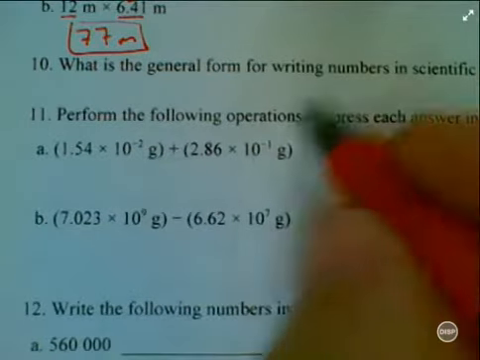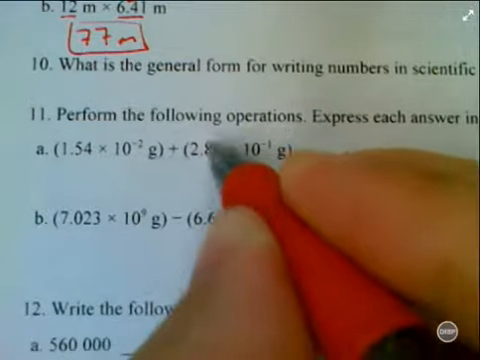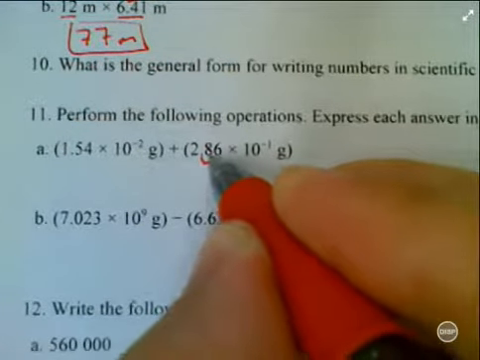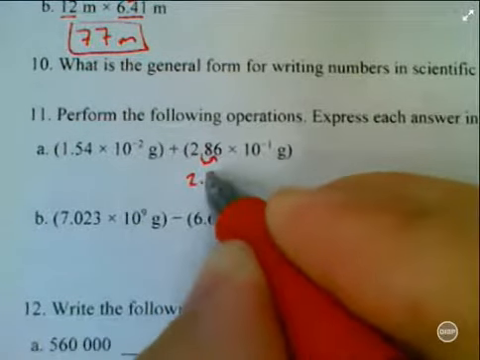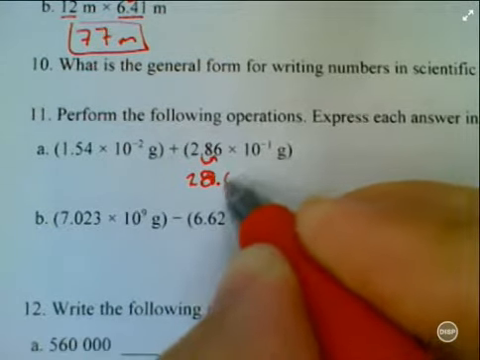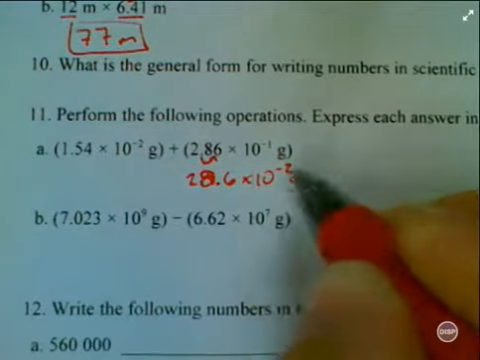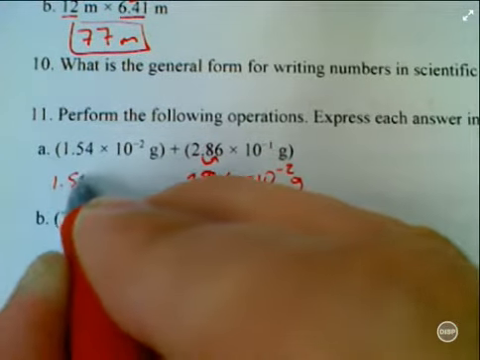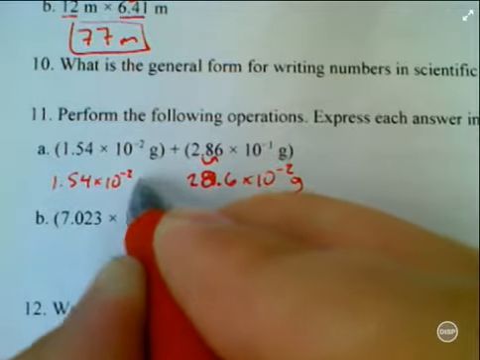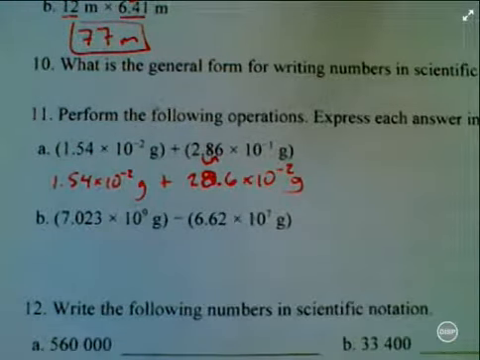The notation is getting smaller, but this value is staying the same, so this number is going to appear to get larger. So I'm going to have 28.6 times 10 to the minus 2 grams. This is staying the same because it's already times 10 to the minus 2. And I'm going to add these together.